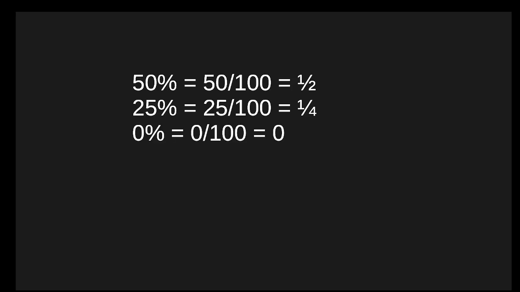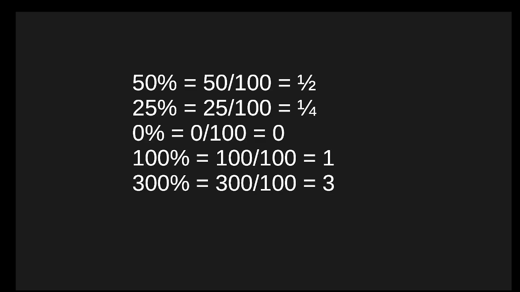Another example. 0% equals 0 divided by 100, and we can simplify that as 0. It's okay that it's not a fraction anymore. 0% equals 0. Next example. 100% equals 100 divided by 100, which we can simplify as just 1. So 100% equals 1. Okay, one more example. 300% equals 300 divided by 100, which equals 3. So 300% equals 3.